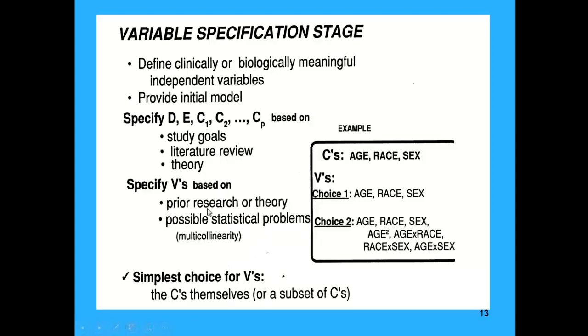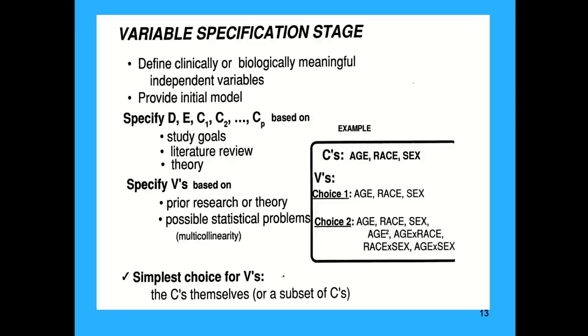Now, what I mean by prior research or theory is, if one of the C's is age and another is race, and if you want to put in a V that's age times race, if that doesn't make any sense to you, you don't put it in. Even though it's a product term.